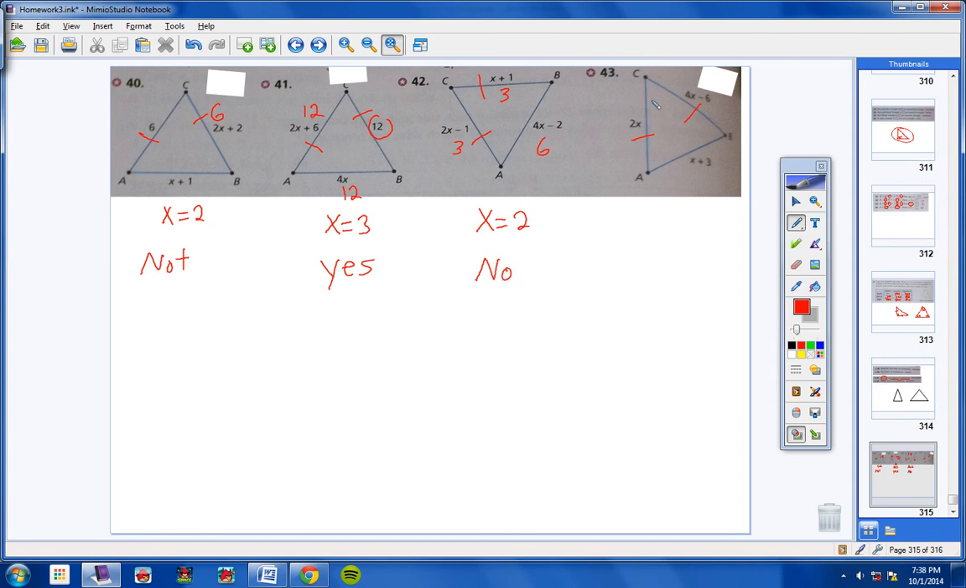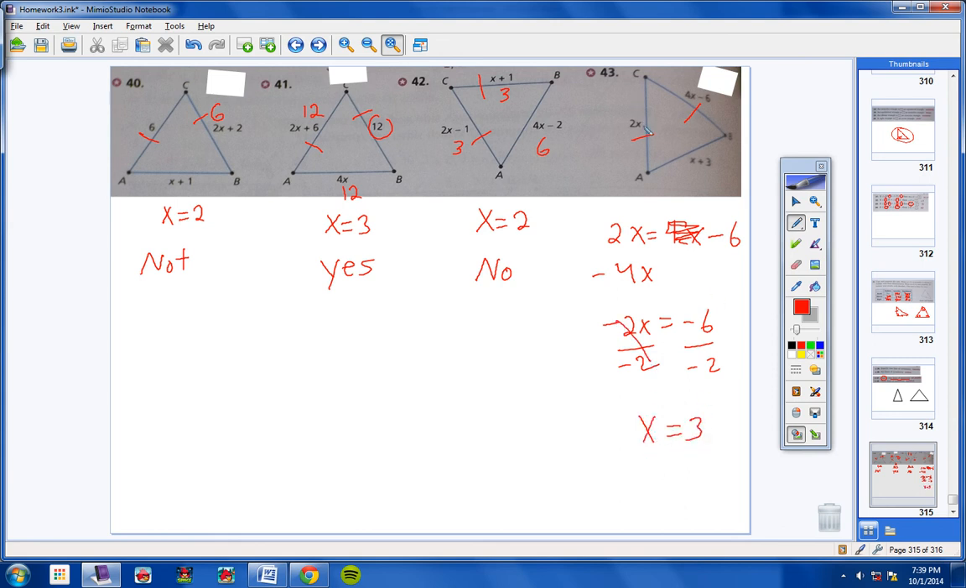Okay, now over here at number 43, this side here is congruent to this side here. So I would state that 2x equals 4x minus 6. And let's see, bring the 4x over and make it a negative 4x. So 2 minus 4 is a negative 2x. Bring down your negative 6. Divide both sides by a negative 2. Don't forget that a negative divided by a negative is a positive, so x equals 3.